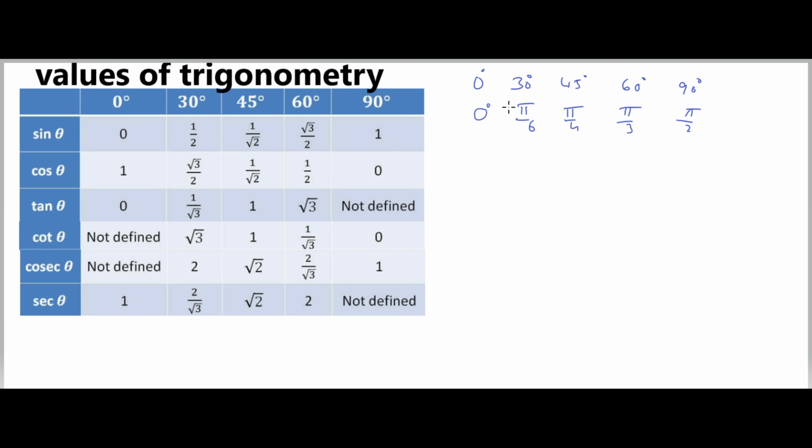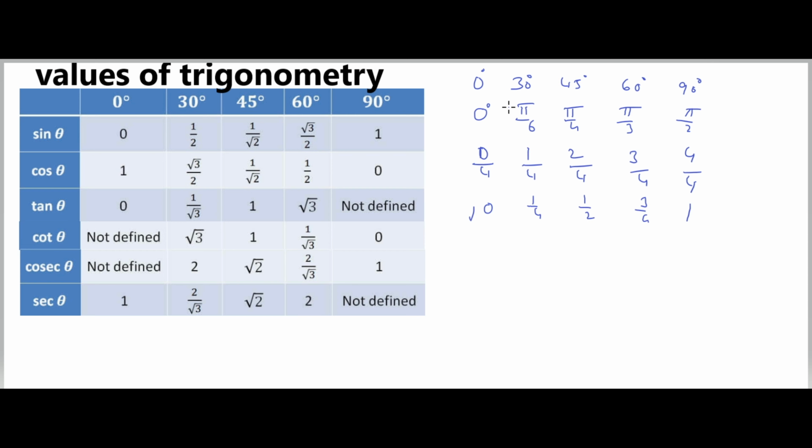So take 1 for this: 0, 1, 2, 3, 4. Dividing these values by 4: 0 by 4, 1 by 4, 2 by 4, 3 by 4, 4 by 4. That is 0 by 4 is 0, 1 by 4, 2 by 4 is 1 by 2, 3 by 4, and 4 by 4 is 1.